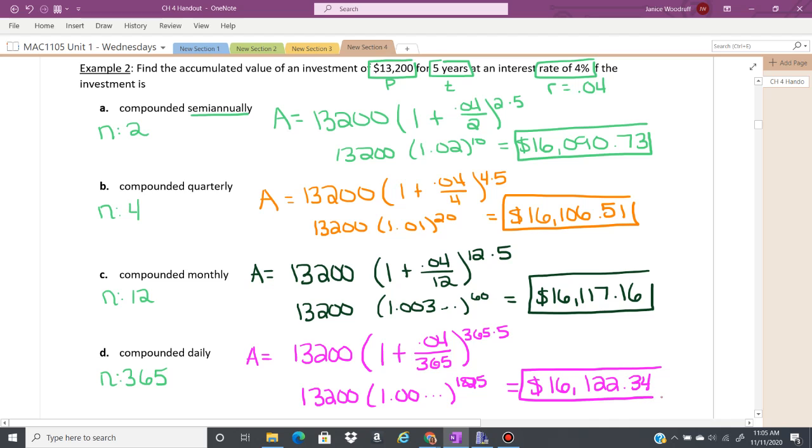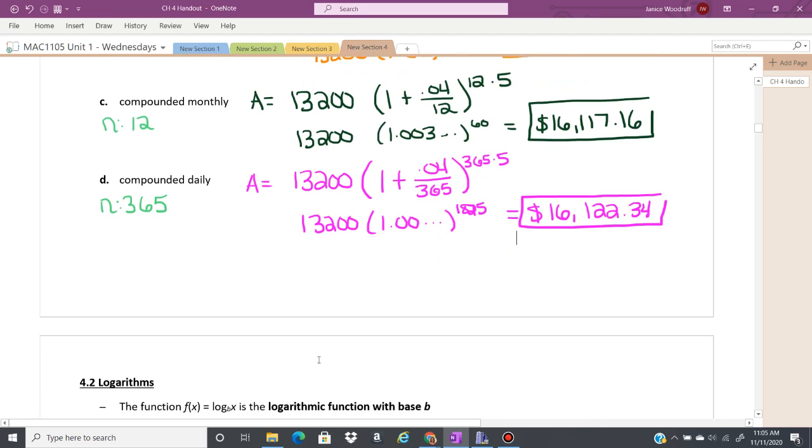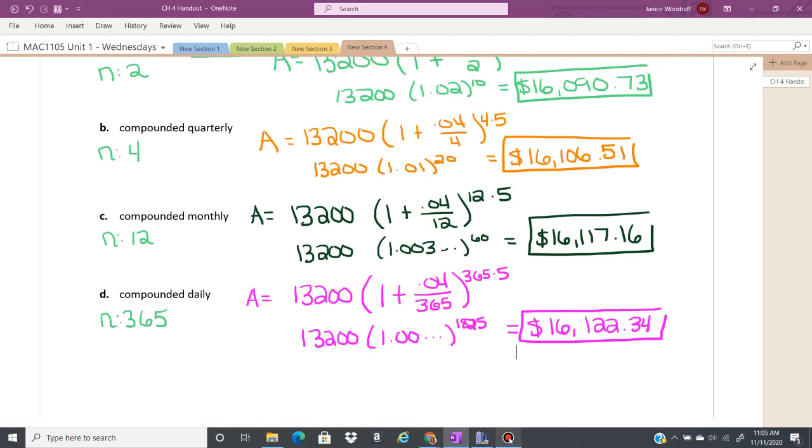So see how with the same interest rate, as you're compounding more often, you're earning more money. It's not a significant amount of money, but the more money you have in the account, the more significant it will be, and the higher the interest rate. All right, so that is all of 4.1.